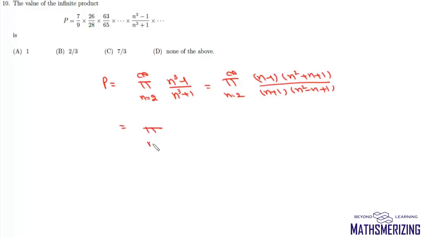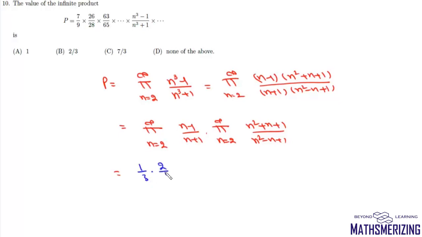So first one will be the product for n varies from 2 to infinite of (n minus 1) upon (n plus 1), and then this product, n varies from 2 to infinite, of (n square plus n plus 1) upon (n square minus n plus 1). Now in the first product, if we put the value of n as 2, we'll get 1 upon 3, and then it'll be 2 upon 4, 3 upon 5, 4 upon 6. It'll continue, and the same way here we'll get 4 plus 2, 6, and this is 7, and this is 4 minus 2, 2 plus 1, 3.